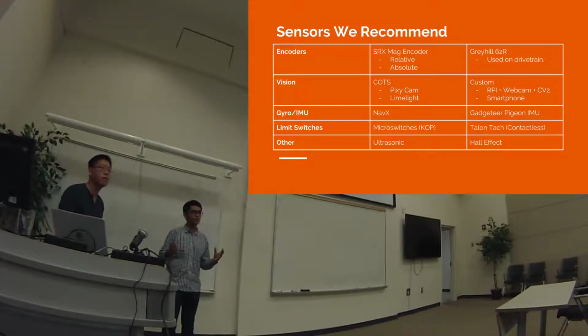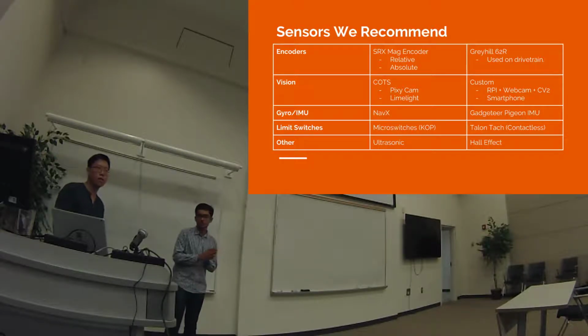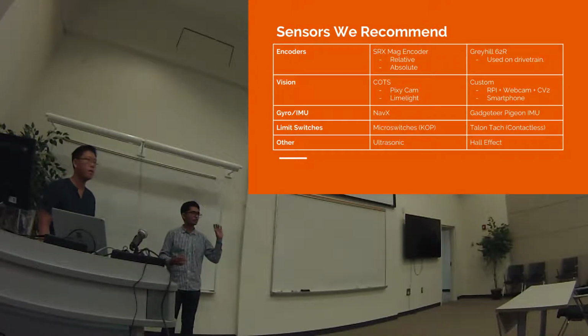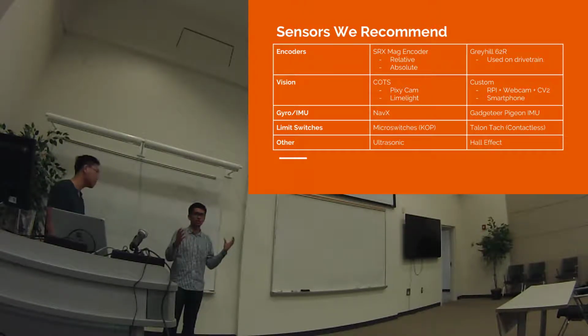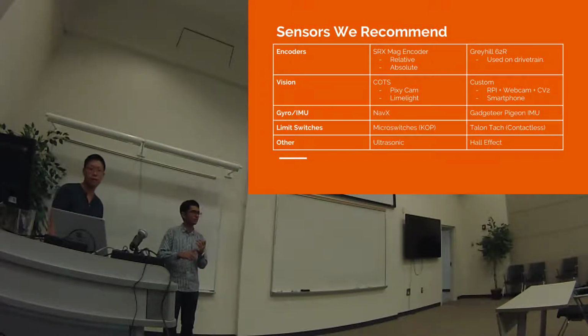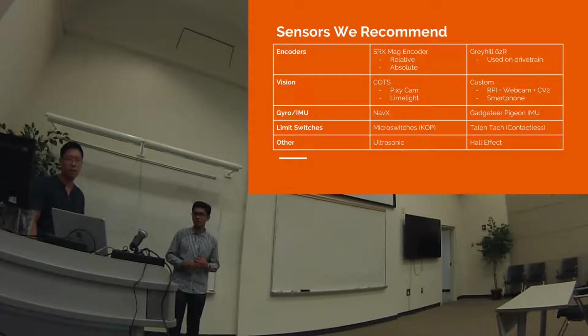For vision, there are different ways you can go about this. We've used COTS parts, which are commercial parts like PixyCam and Limelight, and these have the ability to be trained to look at a certain color or a certain shape and recognize it. So next time it sees it, it gets all the values for it, like the angle from the camera and the distance from the camera, and this is useful as an input for the sensors.